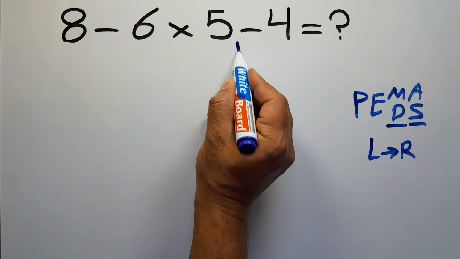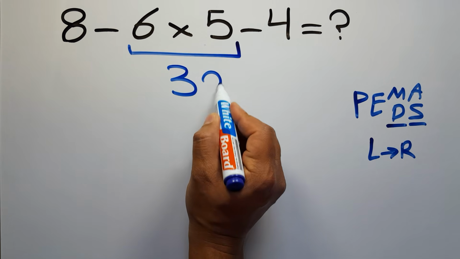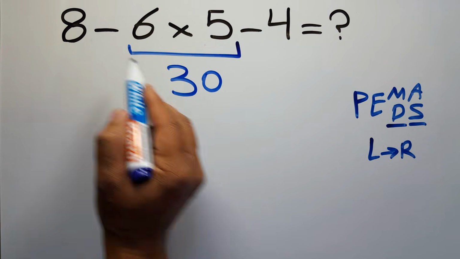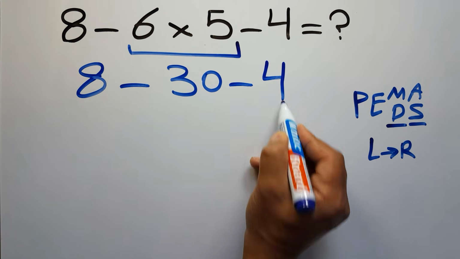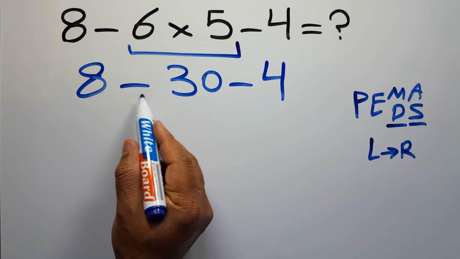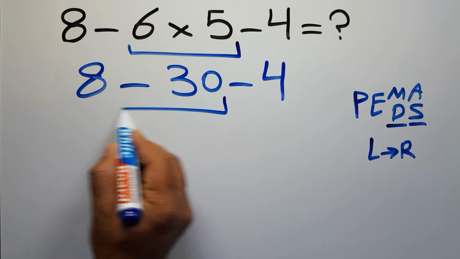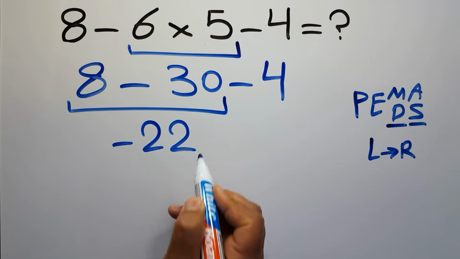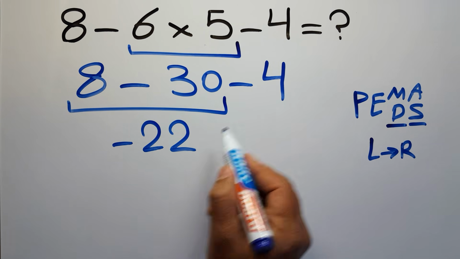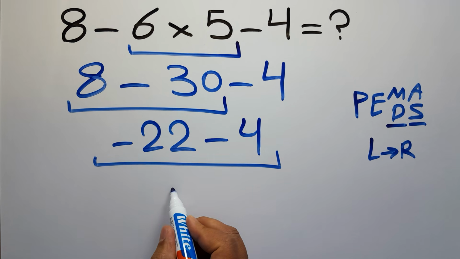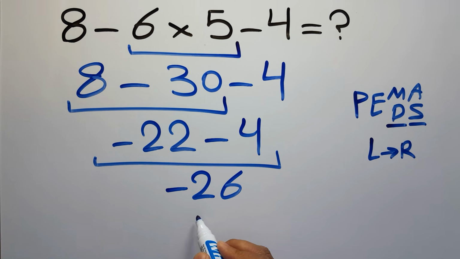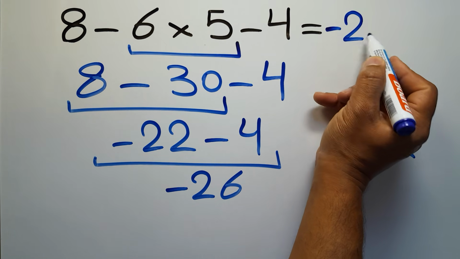6 times 5 equals 30. So we have 8 minus 30 minus 4. Now we have to do this subtraction. 8 minus 30 equals negative 22. So we have negative 22 minus 4. Negative 22 minus 4 gives us negative 26. And this is our final answer to this problem. The correct answer is negative 26.